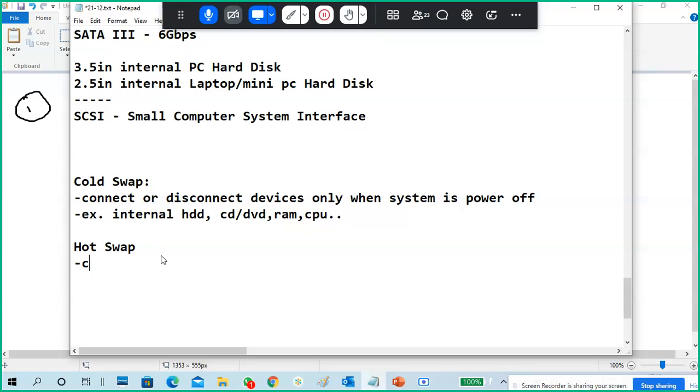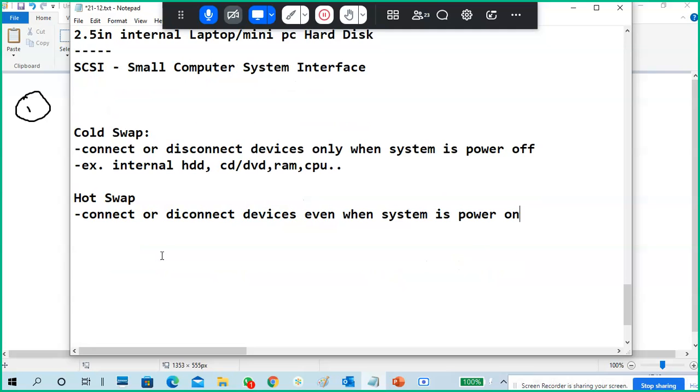Next, hot swappable: we can connect or disconnect a device or devices even when the system is in power on condition. Okay, even when power is on. So example, anybody give an example of hot swappable? Pen drive, CDs. Very good.